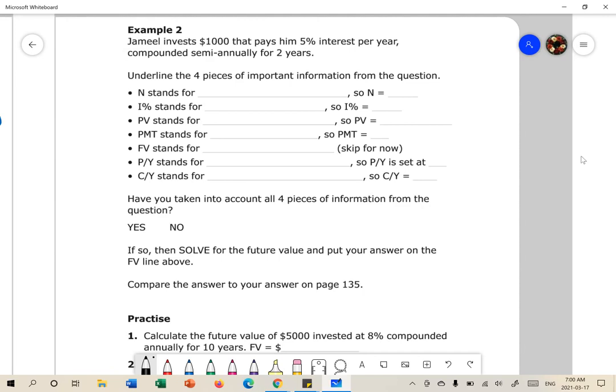So again, he is investing. He's not borrowing, he's investing. So automatically I know that when it comes to my PV value, I would input a negative.